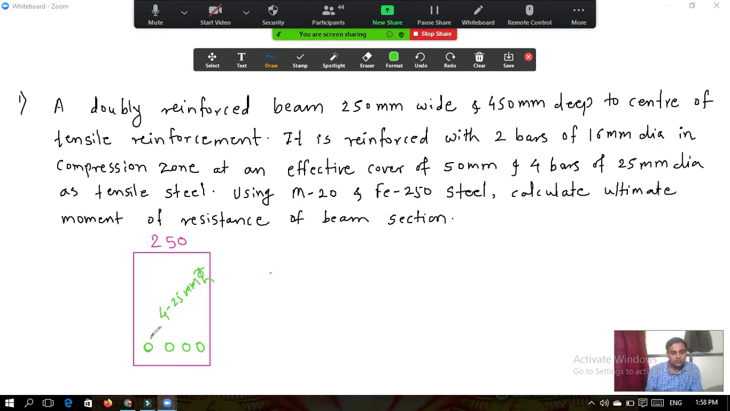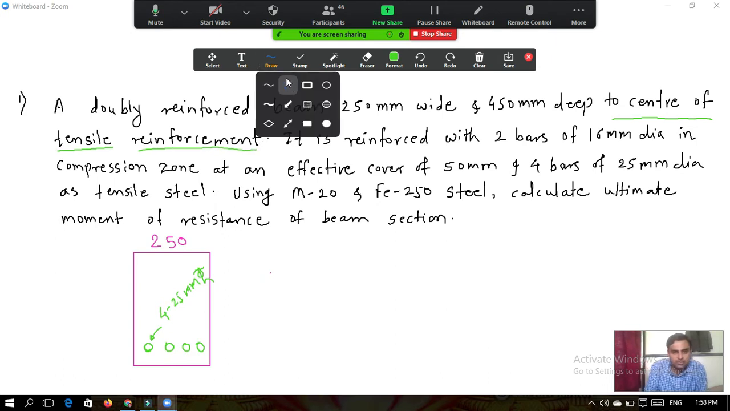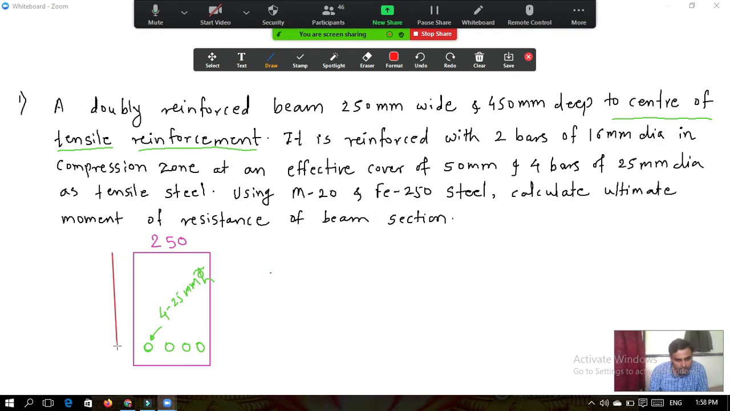The depth given, what they have mentioned, is 450 mm deep to the center of tensile reinforcement. This is the most important sentence: to the center of tensile reinforcement. So what does it mean? We have to measure from the topmost point to somewhere here. So this is nothing but the distance to the center of tensile reinforcement.